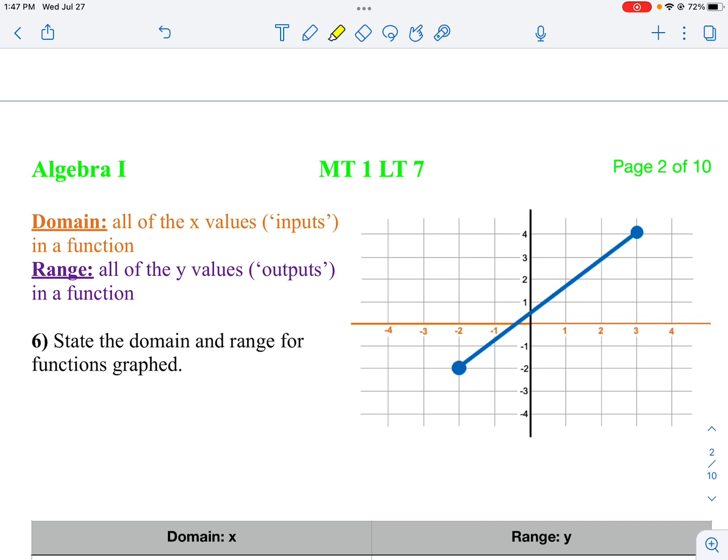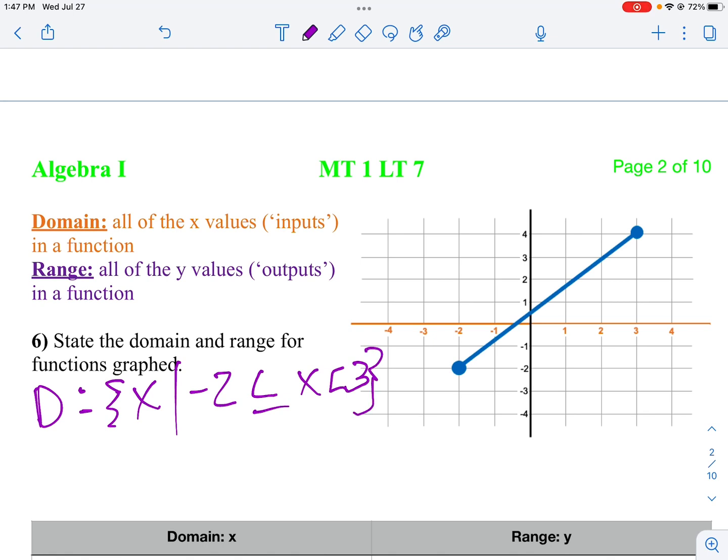A lot of times we'll write it as: the domain D is the set of values of x such that, that's what that vertical line means, such that x is between -2 and +3. I'm including that. You don't have to write this set notation, but a lot of times you'll see it written like this. Sometimes we'll just have this part only. In the range are your y values.